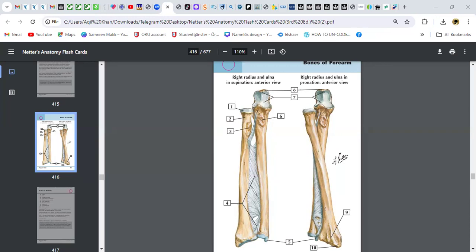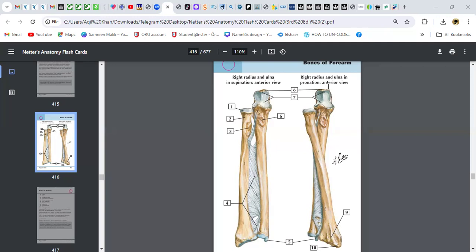Number five is the styloid process of the ulna, right? Styloid process of the ulna. Number six is the ulnar tuberosity. This is the ulna. This is the ulnar tuberosity. Number seven is the trochlear notch. This is the trochlear notch, right? 8 is the olecranon process. This is the olecranon process of the ulna. 9 over here, this is the radius bone, right? Remember, this is the dorsal tubercle of the radius, right? Dorsal tubercle of the radius. And number 10, the styloid process of the radius.